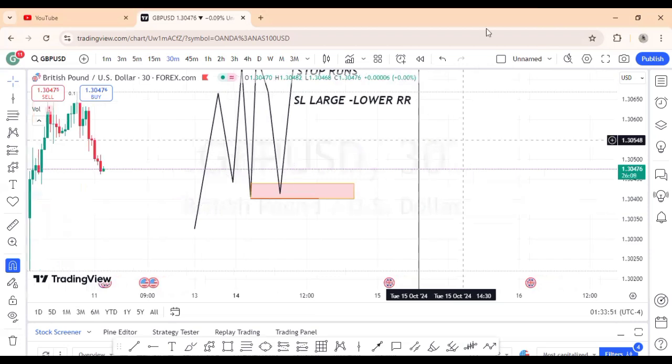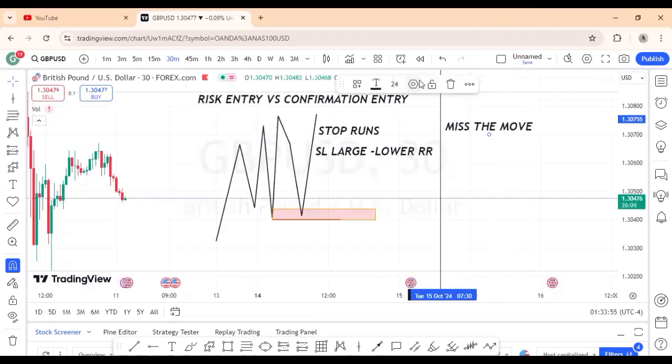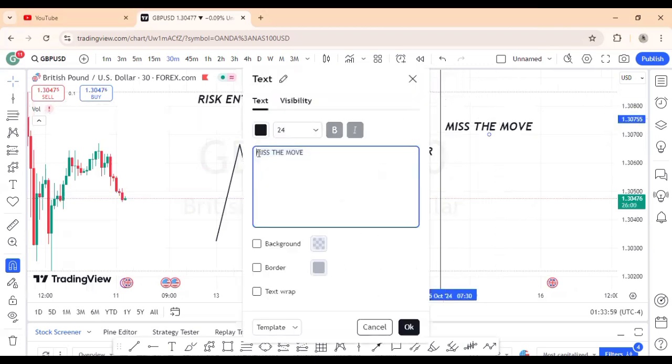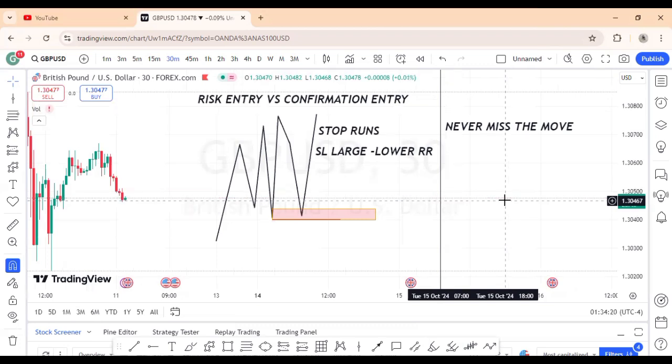So sometimes if you use risk entry, you don't face this kind of situation. You never miss the move. If you're correct with your analysis, you never miss the move, because sometimes there are no confirmation entries. The market just comes to the POI and then moves away immediately, like what happened on GJ. That was exactly what we were talking about.